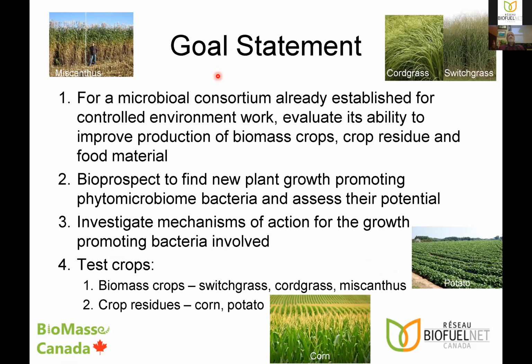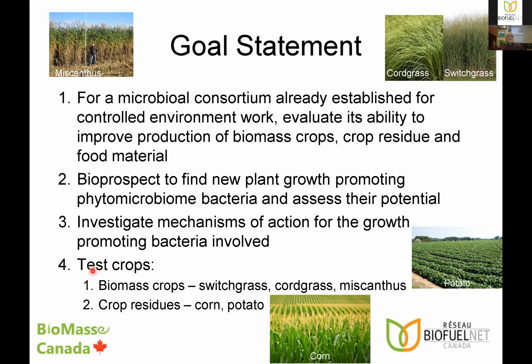This is the goal statement. We have a microbial consortium already established for controlled environment work. We're evaluating its ability to improve production of biomass crops, crop residue, and food material. We're also bioprospecting to find new plant growth promoting bacteria. Actually, we've done a round of that, and it's been very successful. We'll talk about that. We'll investigate mechanisms of action for the growth promoting bacteria that come out of this.